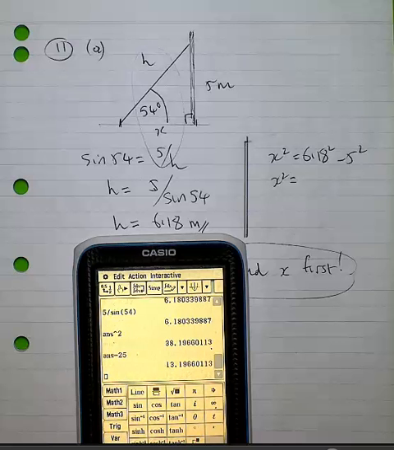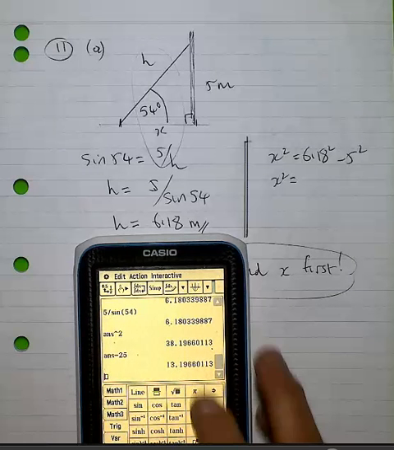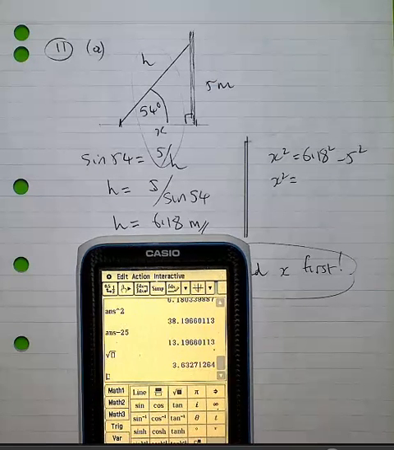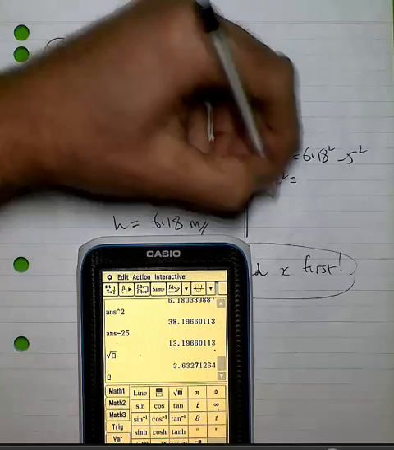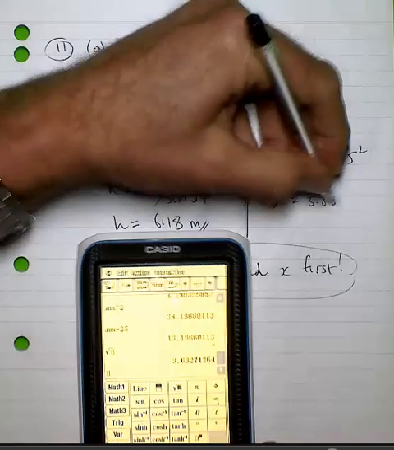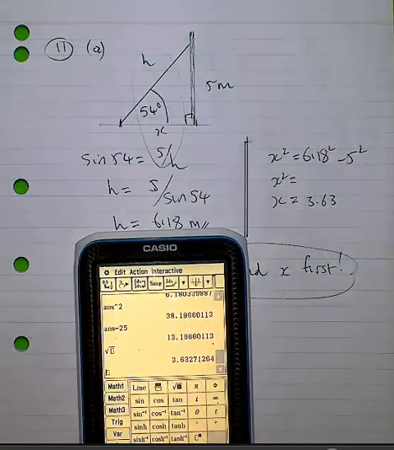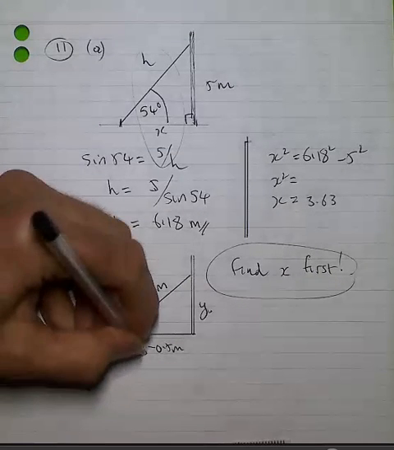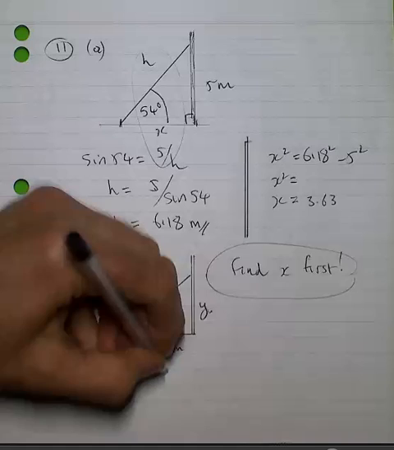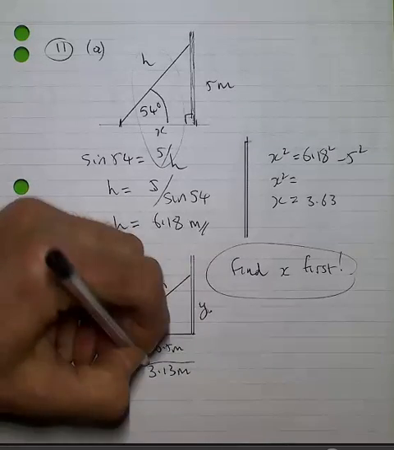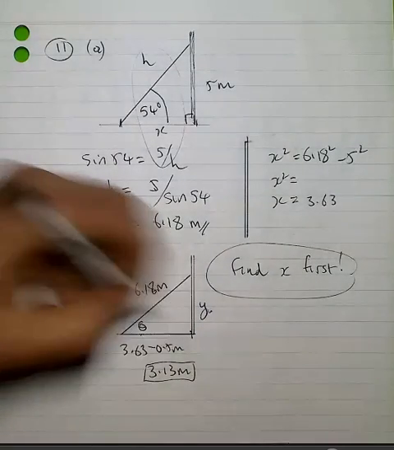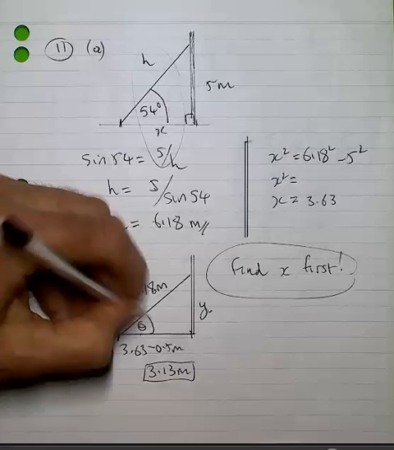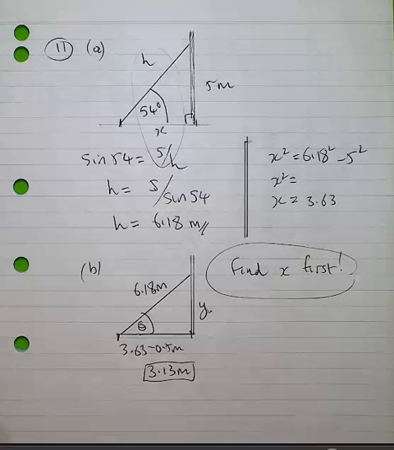So I end up with 13.1966, and that will give me 3.63 for my x figure. Now, if I was to move that 0.5 metres closer, that therefore becomes 3.13 metres as my base length. I've got an angle and I've got the height there. So I can now proceed to find the new vertical height y.